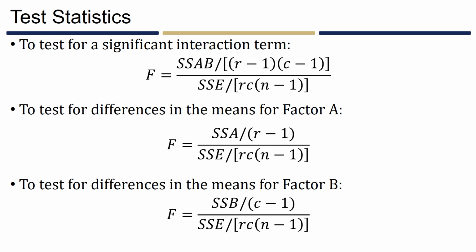The numerator, however, is different in each of the test stats. To test for a significant interaction term, we take the interaction sum of squares, SSAB, and divide by its degrees of freedom, the number of categories in the row variable minus 1 times the number of categories in the column variable minus 1. To test if the means for the treatments for factor A are significantly different, we have the sum of squares for factor A, SSA, divided by the number of categories in the row variable minus 1. And to test for differences in the means for factor B, we take the sum of squares for factor B, SSB, and divide by the number of categories in the column variable minus 1.